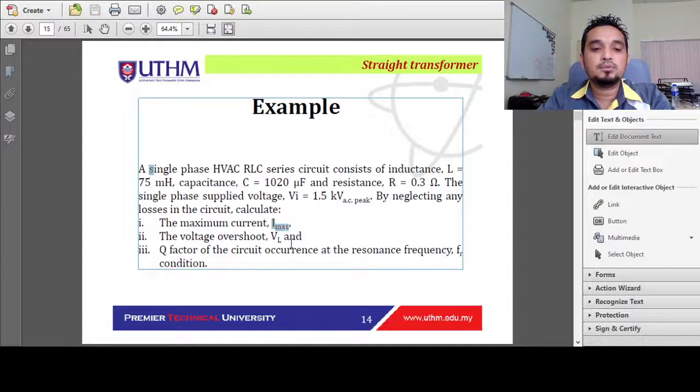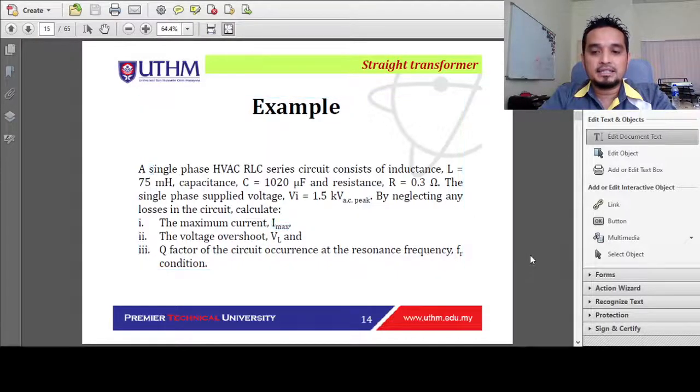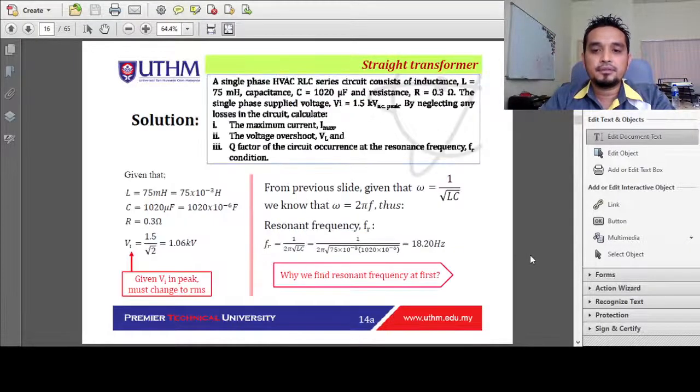Imax will be achieved during the resonance. As I mentioned, we will have the maximum current and maximum voltage during the resonance. Okay, the voltage overshoot, VL, and then the Q factor for the circuit at the resonance frequency condition. Let's see the solution.